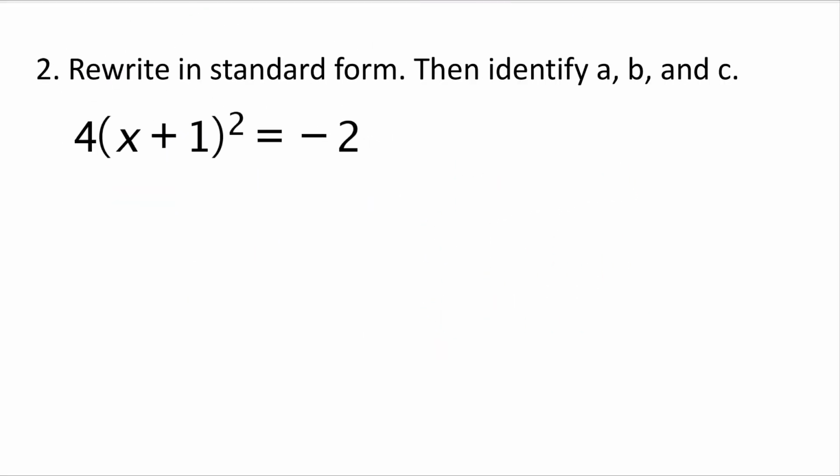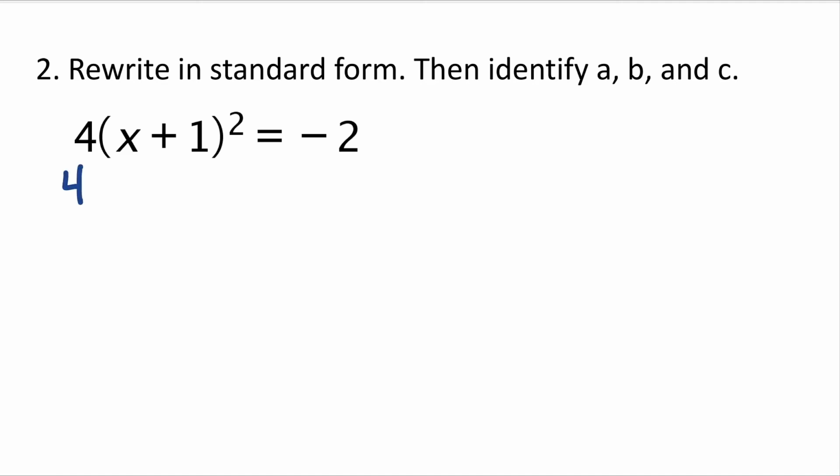In our second example, we need to rewrite the equation 4 times the quantity x plus 1 squared is equal to negative 2 in standard form. Then identify the coefficients of a, b, and c. So in this problem, we have two things to do. First, we need to multiply out the quantity x plus 1 squared. Then we'll need to set it equal to 0. Let's go ahead and multiply x plus 1 squared out.